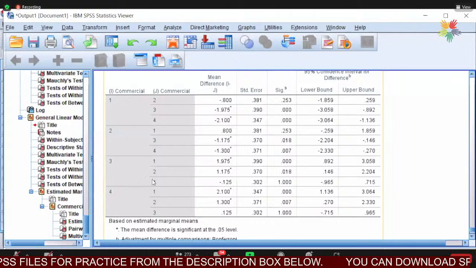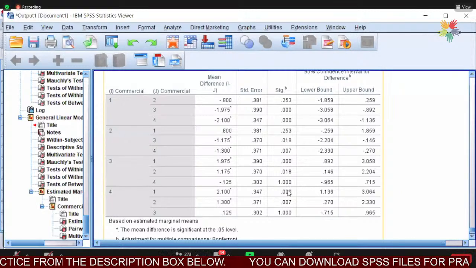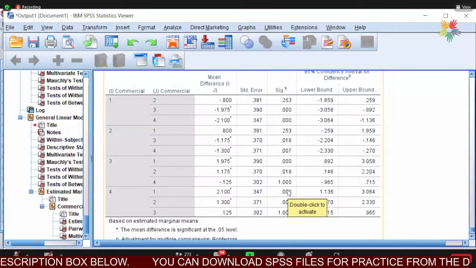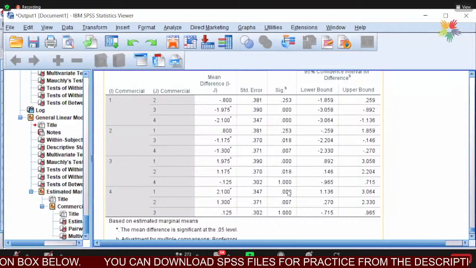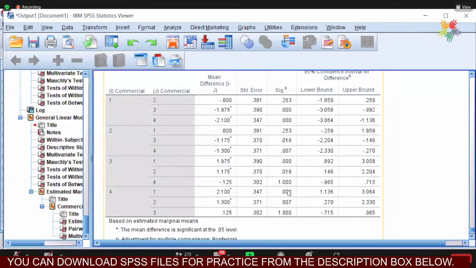3 and 4, okay, so there is not much difference. 3 and 4, 6.2, so there is not much difference. So 1 and 2, there is no difference. 3 and 4, there is no difference, but there is a difference. So that is what it is telling.